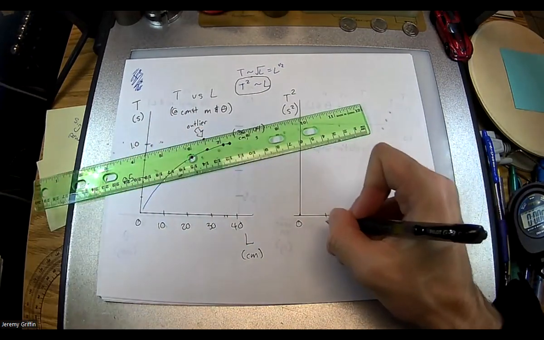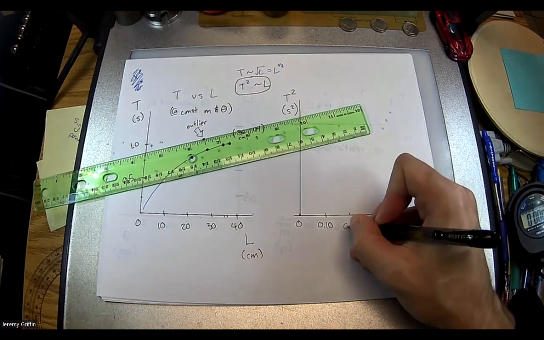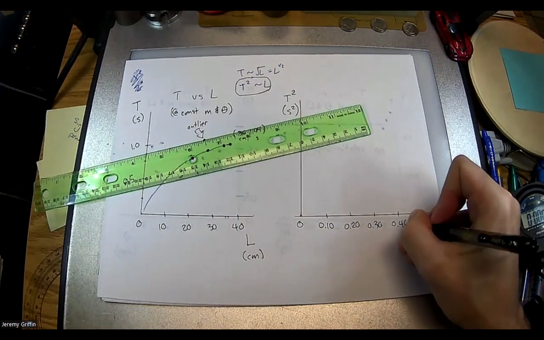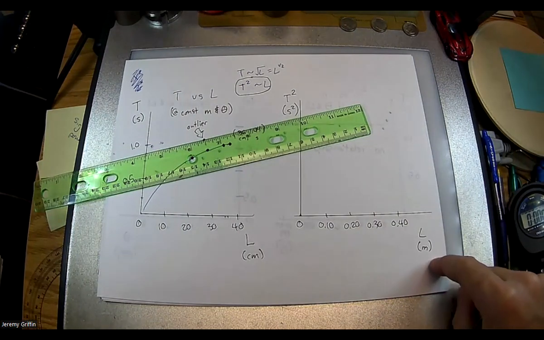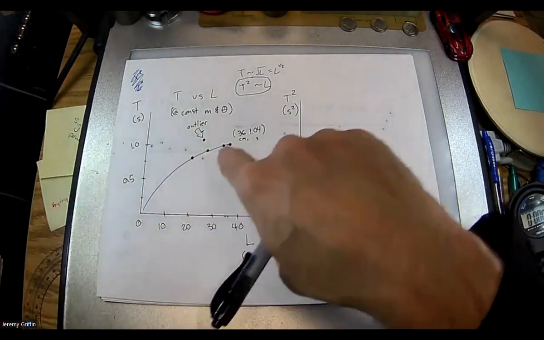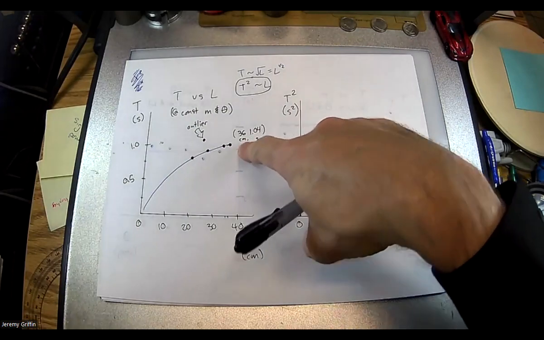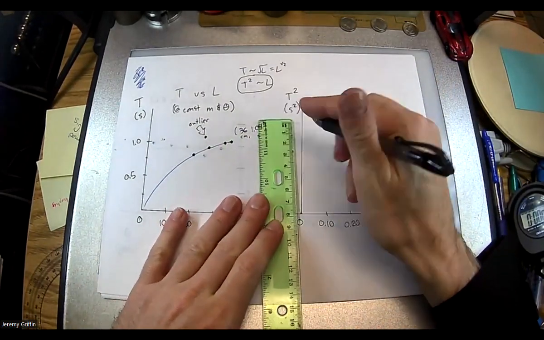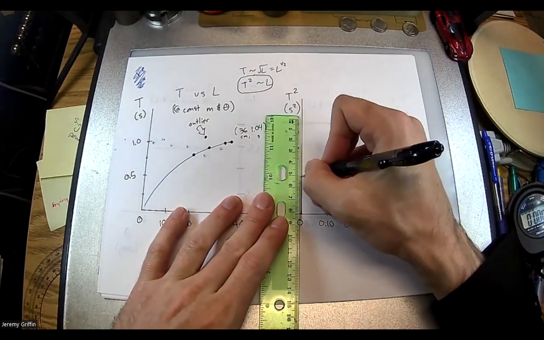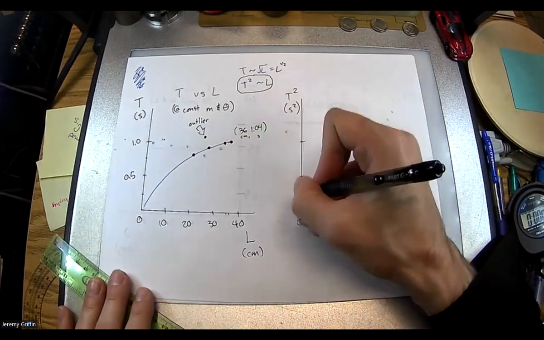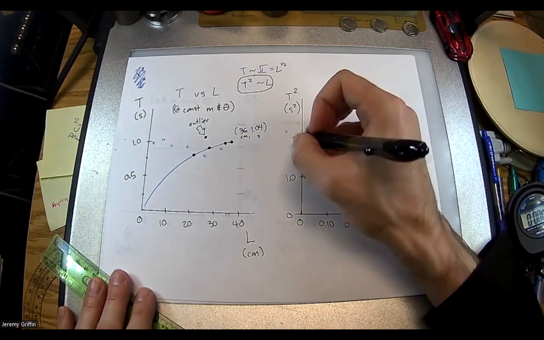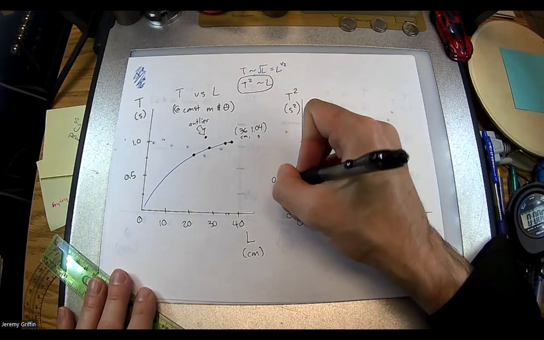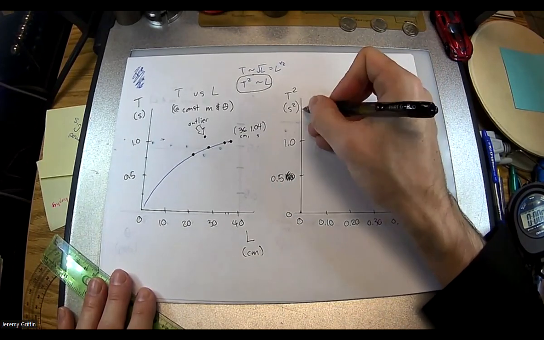So I'll call this 0, 0.10, 0.20, 0.30, 0.40. That's meters now. And time period squared. Well, the biggest time periods were just over a second. If you square that, it's again going to be a little over a second squared. So probably scale it about the same too, right? Call it 0, 0.5 square seconds, 1.0 square seconds, like 1.5.